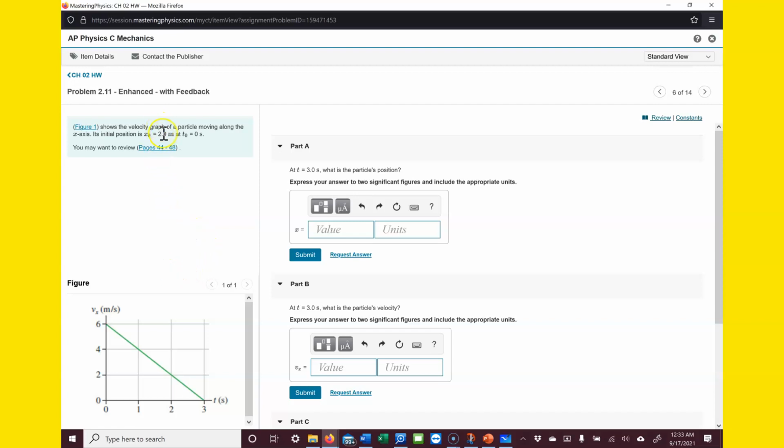But since the initial position is 2, we have to add that displacement to the initial position. So 9 plus 2 would be 11. Your numbers may be different than mine. For my numbers, it's 11 meters.